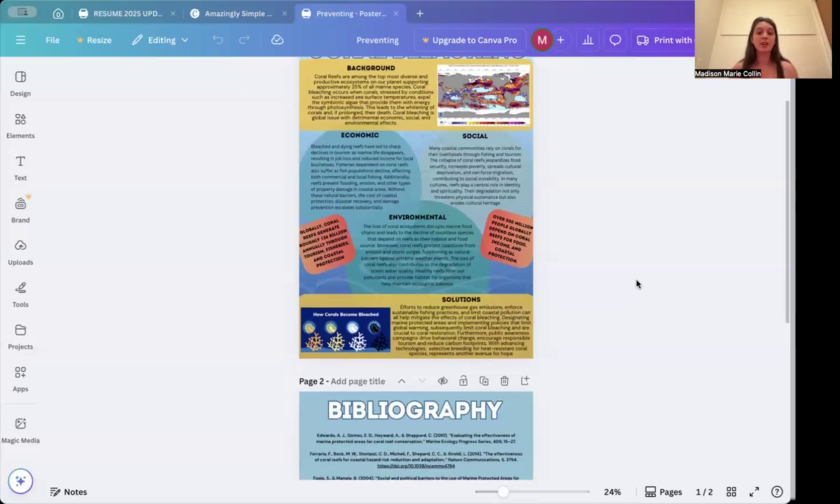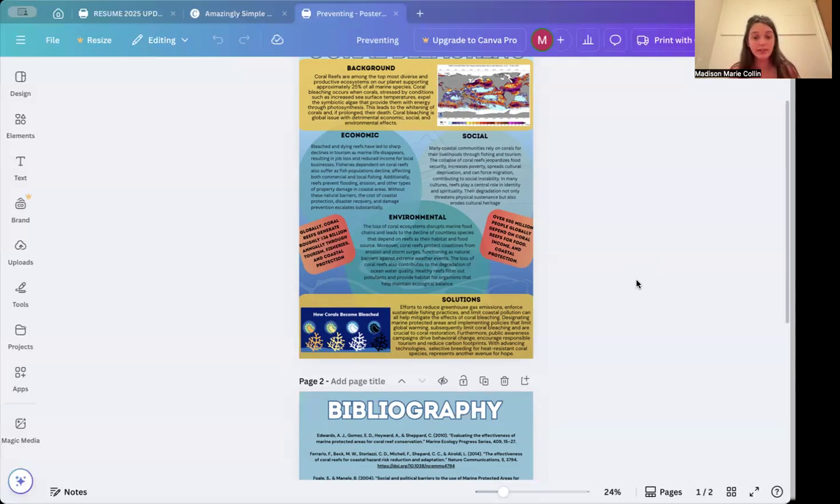The environmental aspect of coral bleaching ties in both economic and social elements. The loss of coral ecosystems disrupts marine food chains and leads to the decline of countless species that depend on reefs as their habitat and food source. Moreover, coral reefs protect coastlines from erosion and storm surges, as I mentioned before, functioning as natural barriers against extreme weather events, which not only benefits humans but also benefits the habitats and ecosystems on land.